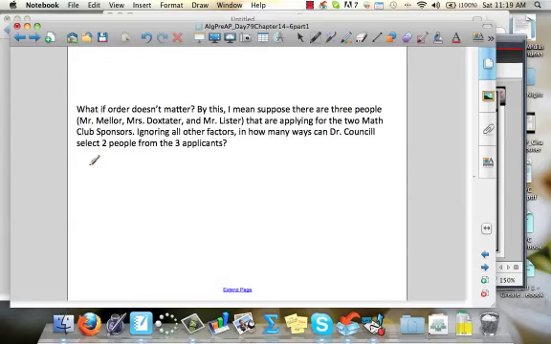Well, let's look. We've got Mr. Meller and Ms. Doxtator. We've got Mr. Meller and Mr. Lister. And we've got Ms. Doxtator and Mr. Lister. These are the only choices, because if I choose another one with Mr. Meller, we would have already done one with the other one, so I can't choose any more. I've already paired them all up. So Meller Dox, Meller Lister, and Dox Lister. So these are the 3 different choices. In how many ways can she select them? 3 ways.